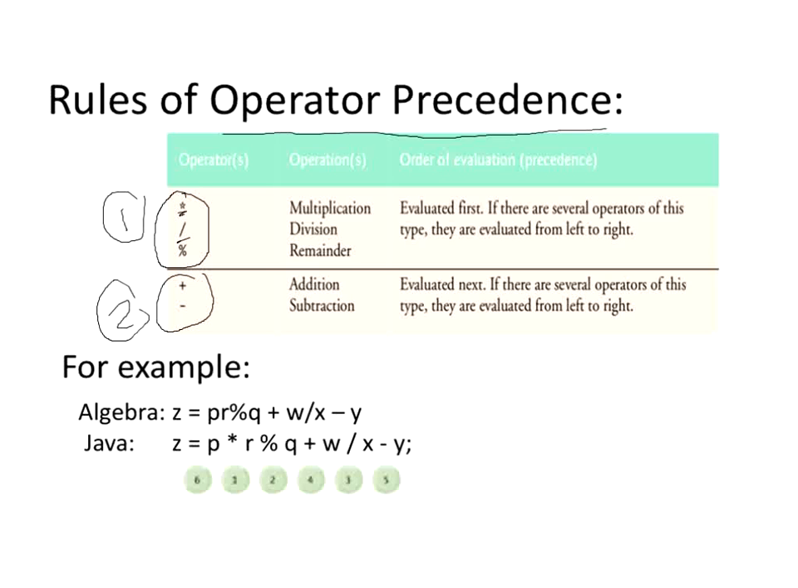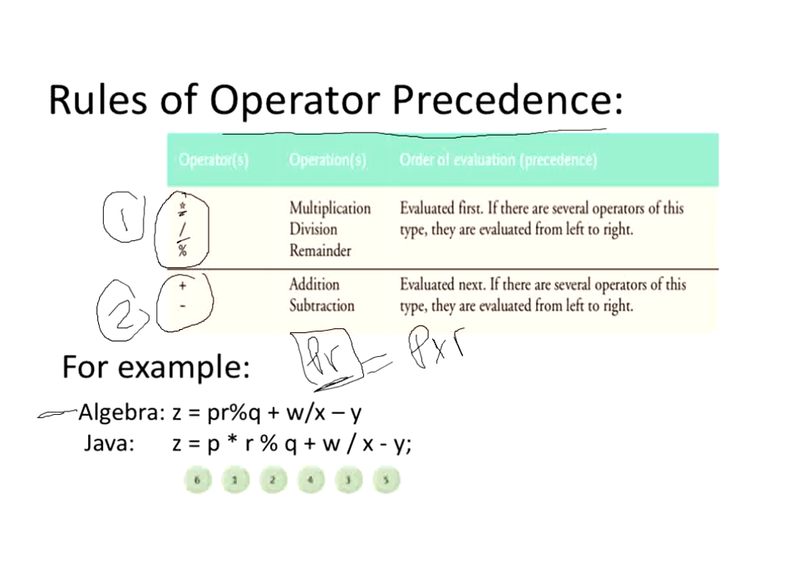Now, if I give you an example, an algebra equation, can you see Z equals PR, blah, blah, blah. Now, note something. PR in algebra means P times R. But in Java, we cannot have PR like this because it will be classed as a variable, right?